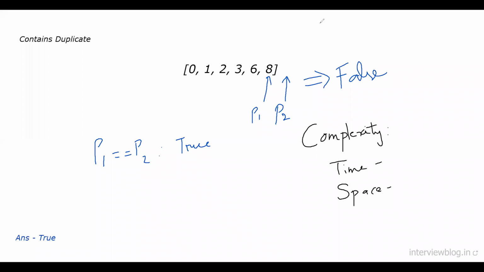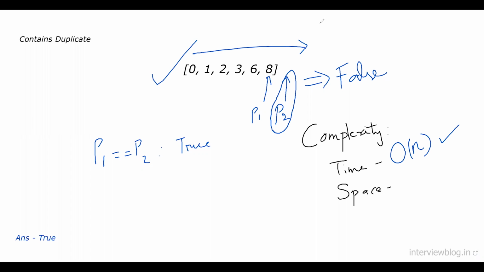Let us now analyze the complexity of this solution. The time complexity of this solution tends to be big O of n, where n is the number of integers in the given input array. So why is it big O of n? Because in this scenario, the pointer P2 traverses the entire array. Hence, my time complexity tends to be big O of n.